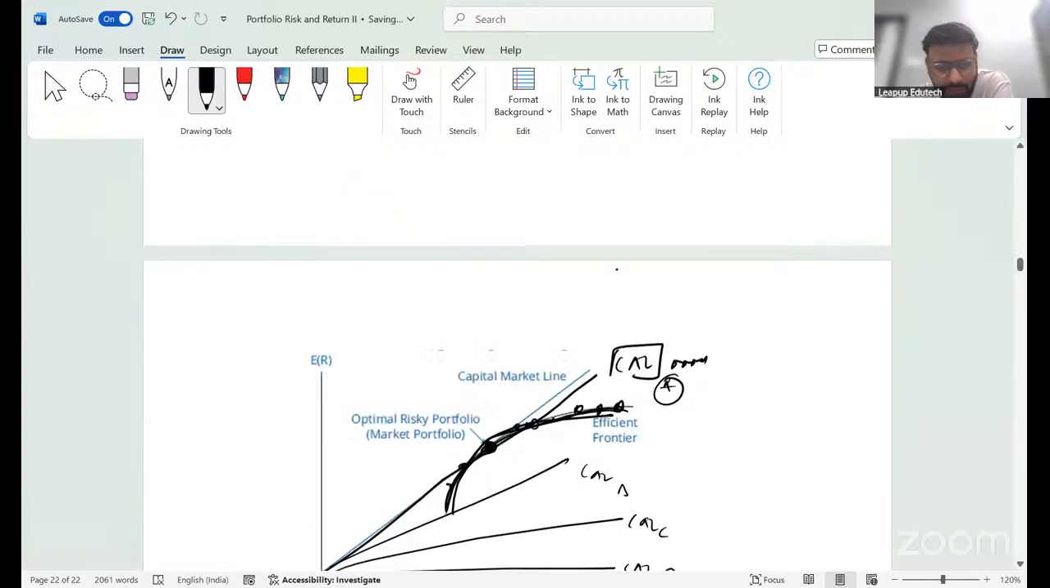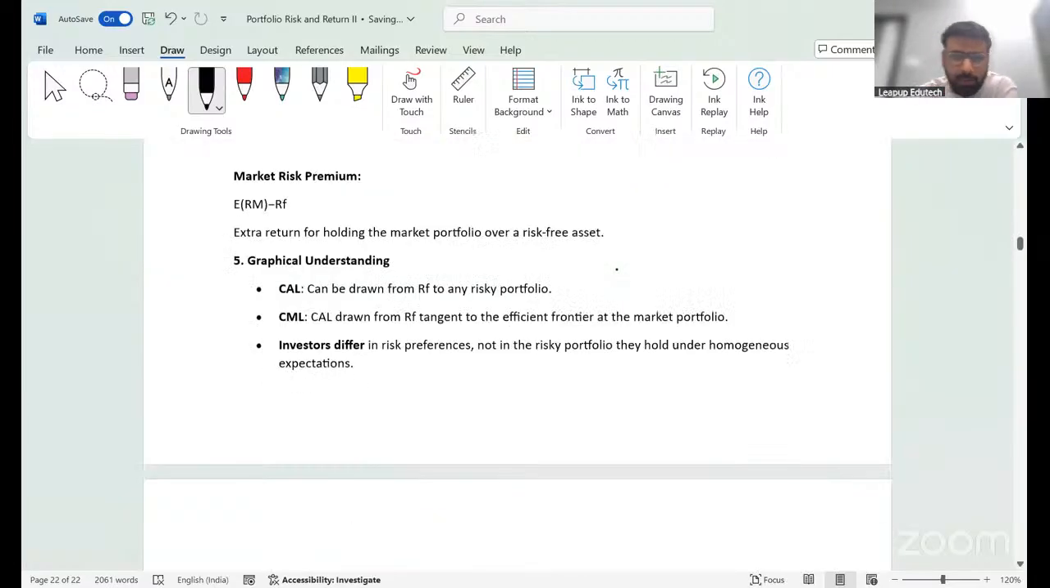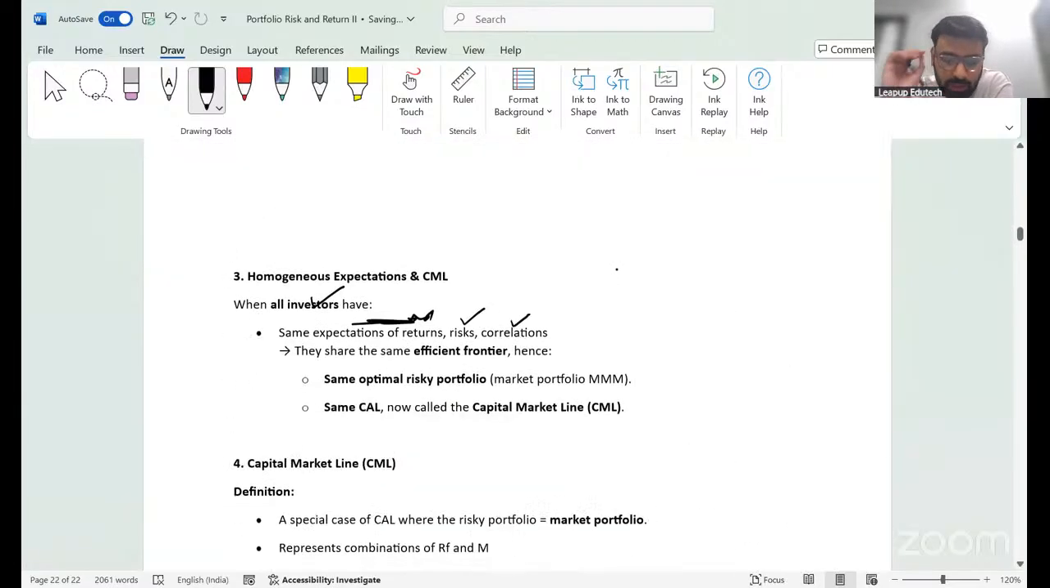So, sir, what exactly is the CML? Can you please explain? First things first, the biggest problem in the CAL was that every investor would have a heterogeneous expectation about risk, standard deviation, expected return, correlation, etc. So something more universal came into the picture: the CML, which assumed that every investor will have the same expectation of return, risk, and correlation. Obviously, that doesn't mean they will have the same level of risk aversion. Understand this very, very well.